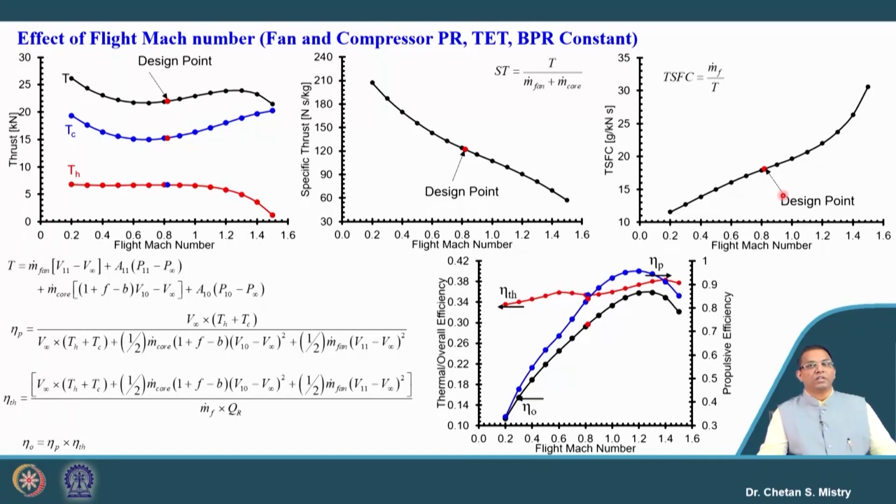And here this is representing the variation of thermal efficiency, propulsive efficiency, and overall efficiency. So, when we are moving at higher flight Mach number, we will be having higher propulsive efficiency, and that will lead to higher overall efficiency. So, this is what we are discussing in terms of the configuration of the engine, where it is flying at a flight Mach number of 0.82.